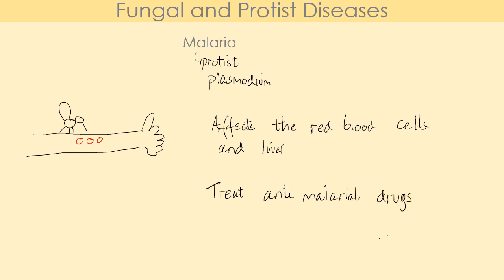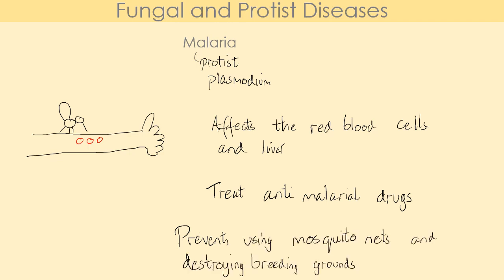And again, we can also prevent it. We can prevent it by using mosquito nets and by destroying the breeding grounds of the mosquitoes. By using mosquito nets and destroying the breeding grounds of mosquitoes, we stop the vector. So we are controlling the vector and stopping the parasite being passed on.